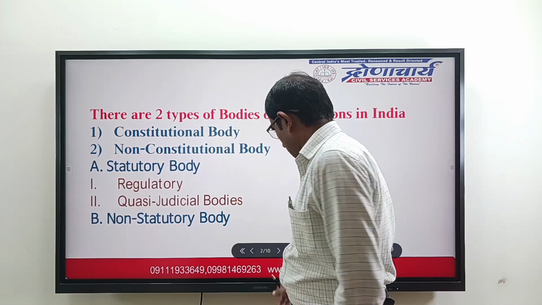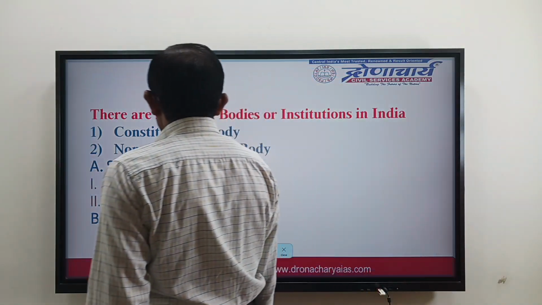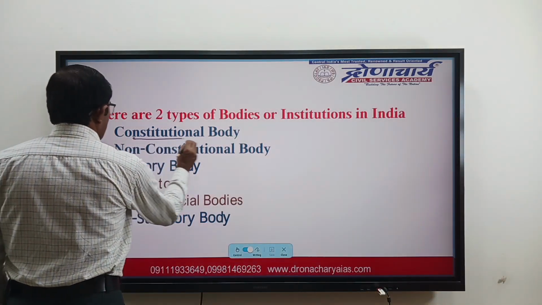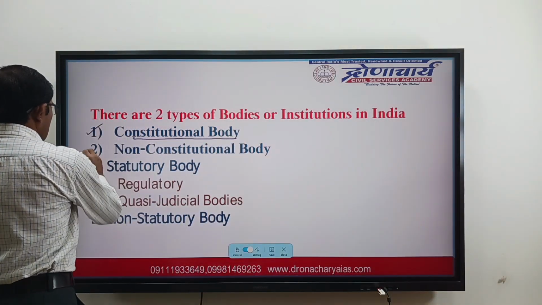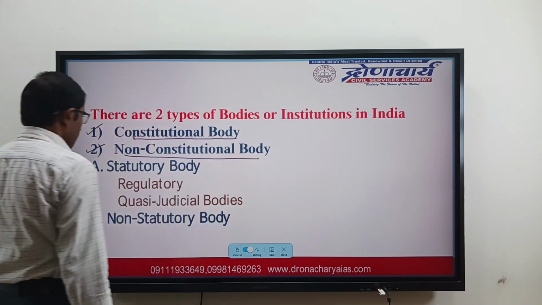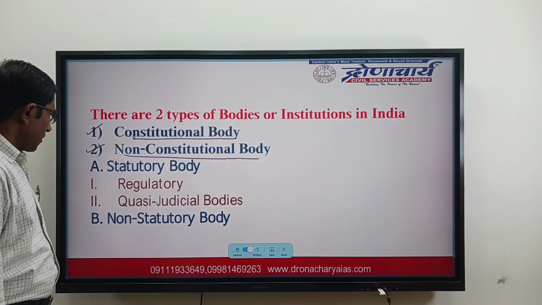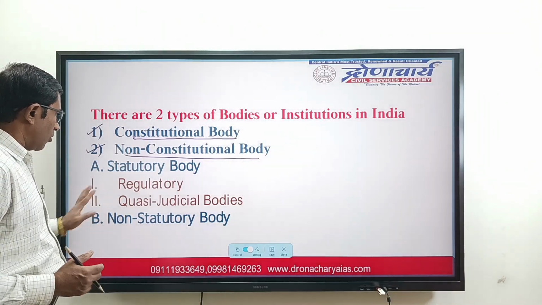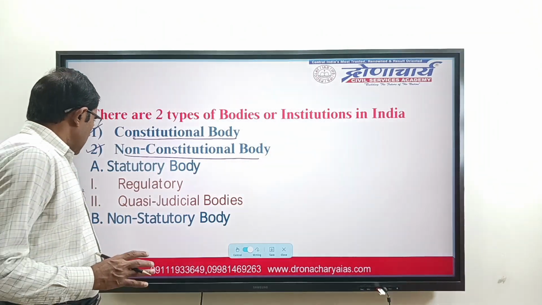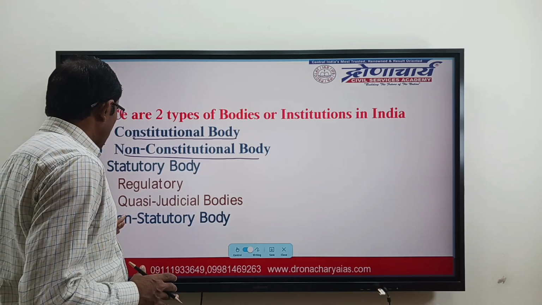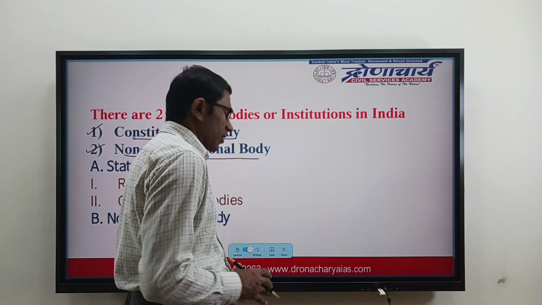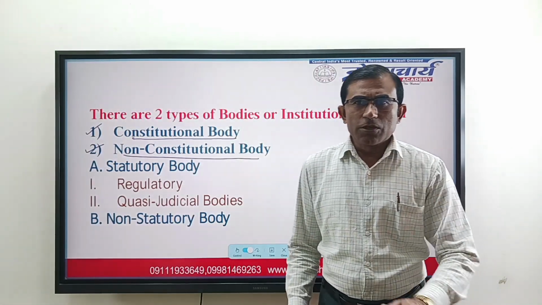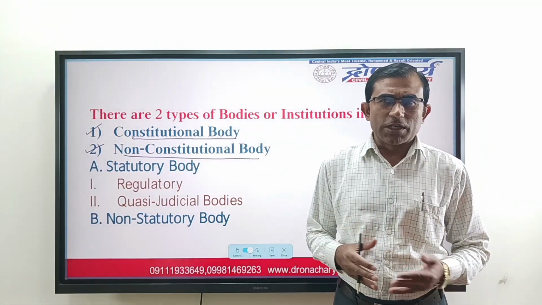There are two types of bodies or institutions in India: constitutional bodies and non-constitutional bodies. And they are defined as statutory bodies and non-statutory bodies. Statutory bodies are divided into two parts: regulatory and quasi-judicial bodies. Now let us study one by one. Firstly, let us take constitutional bodies.